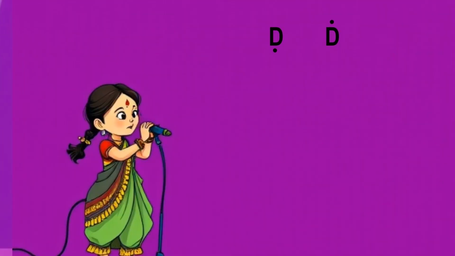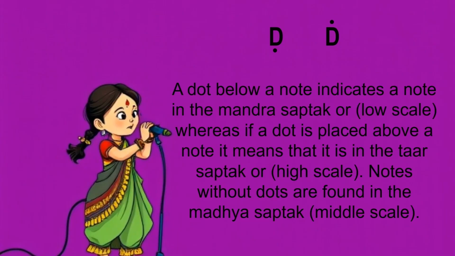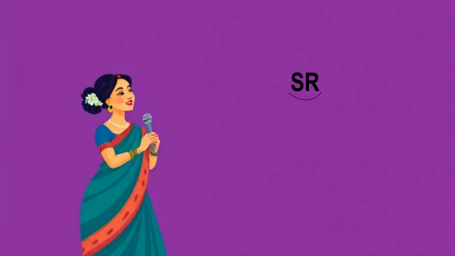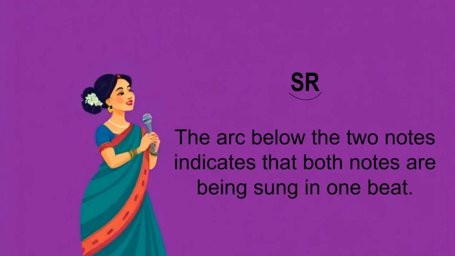A dot below a note indicates that the note is in the mandra saptak or low scale, whereas if a dot is placed above a note, it means that the note is in the tar saptak or high scale. Notes without dots are found in the madhya saptak or middle scale. The arc below these two notes indicates that both notes are being sung in one beat.